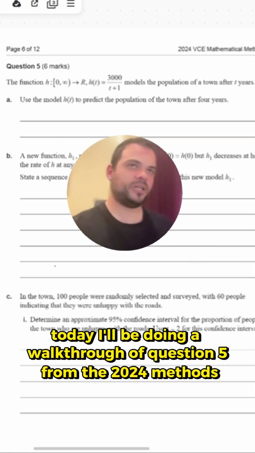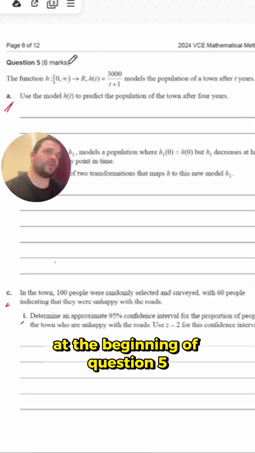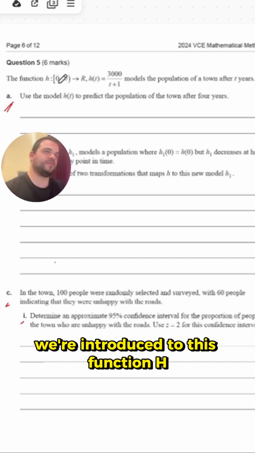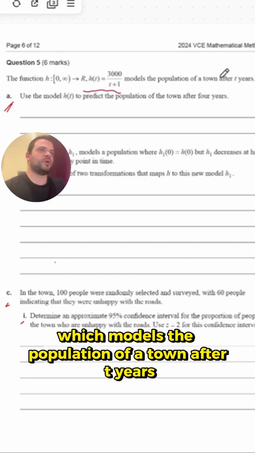Hey there! Today I'll be doing a walkthrough of question 5 from the 2024 Methods Exam 1. So looking at question 5a, at the beginning of question 5 we're introduced to this function h. H of t is 3000 on t plus 1, which models the population of a town after t years.